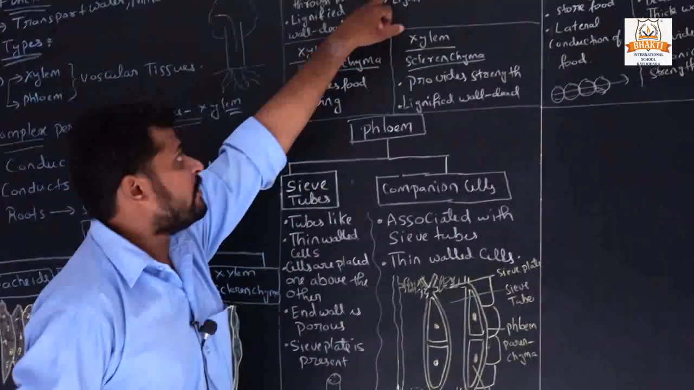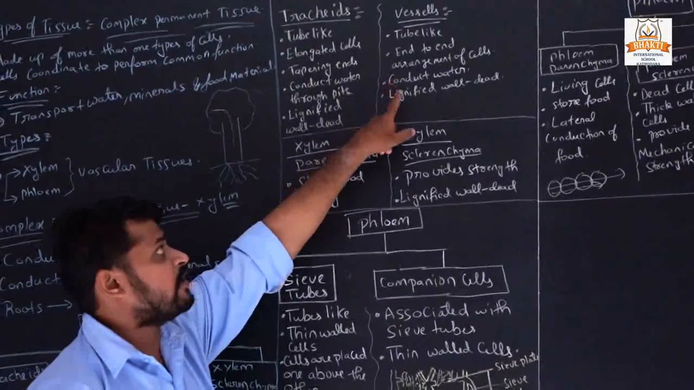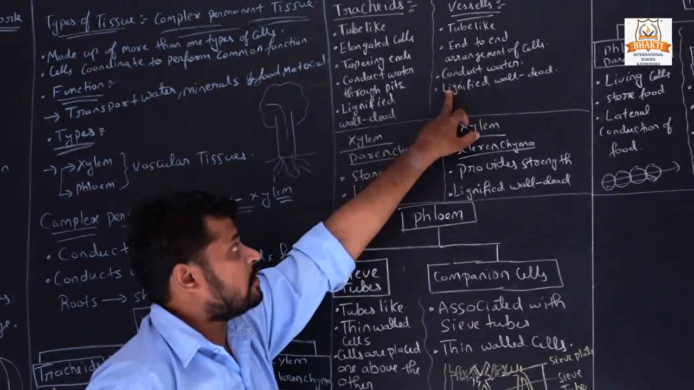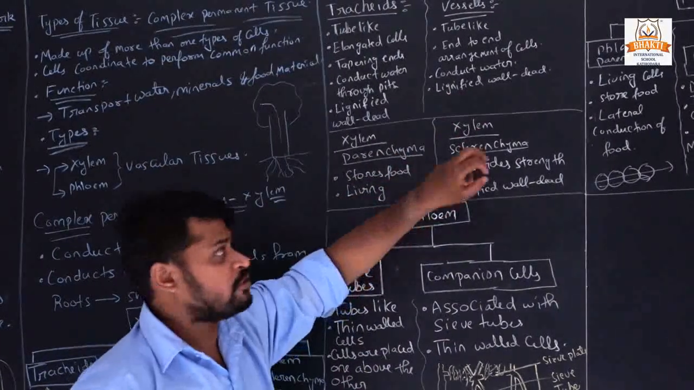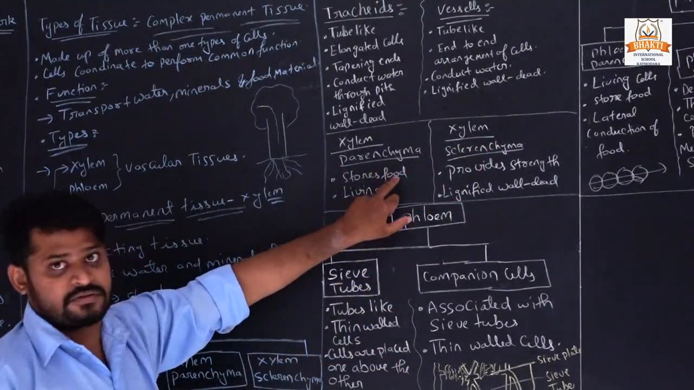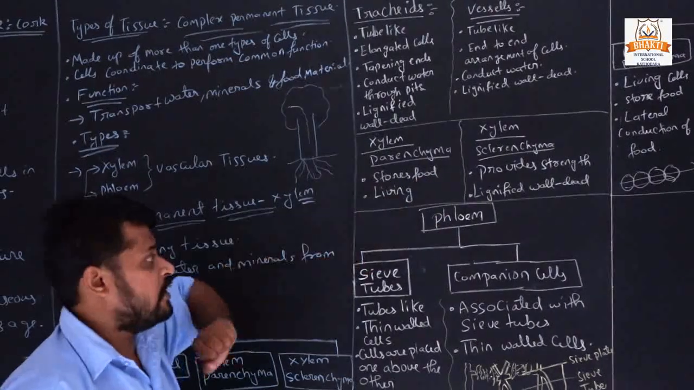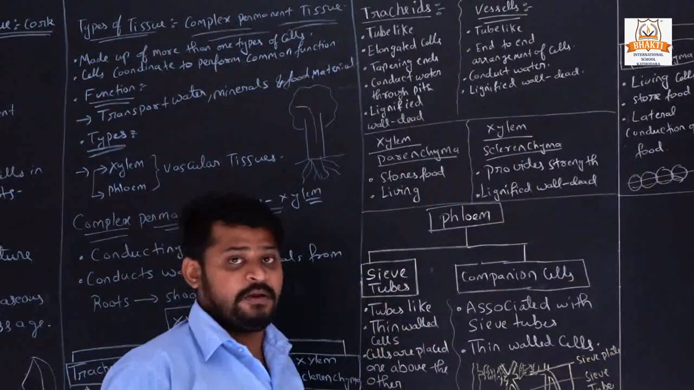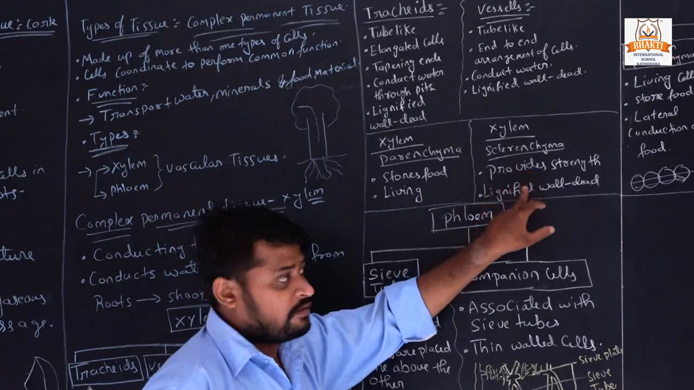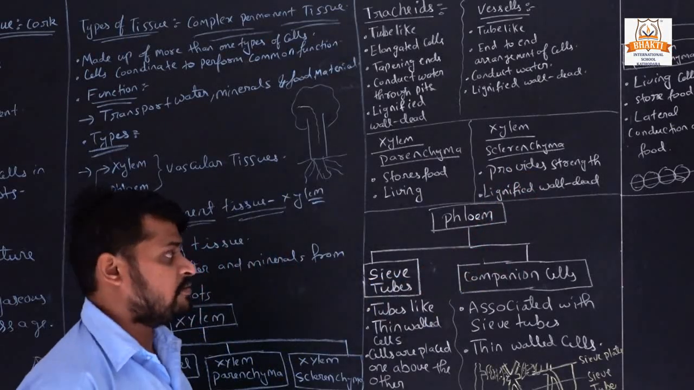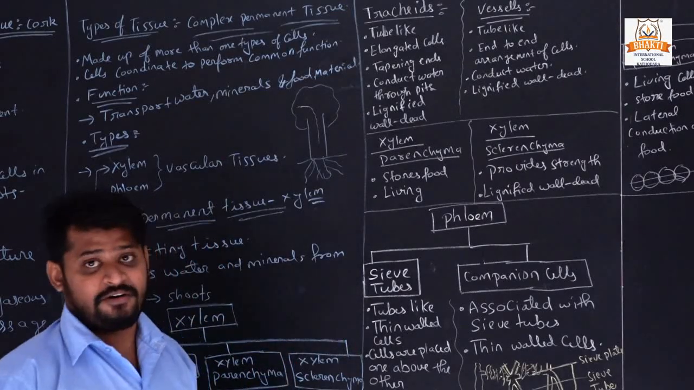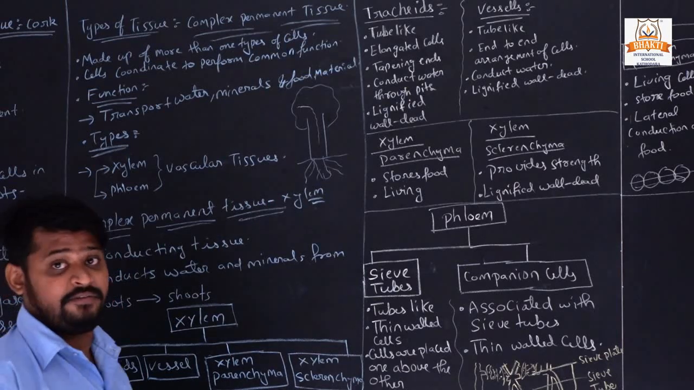So what did we study about vessels? It is a tube-like structure, and the cells are arranged end to end. They conduct water, and the walls are made up of lignin. That's why it is called a lignified wall, but they are dead in nature. Xylem parenchyma stores food and is living in nature. Xylem sclerenchyma provides only strength to the xylem, and the walls are lignified and dead in nature. So these are the properties of the types of xylem.